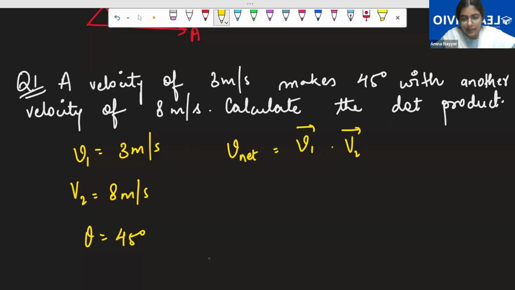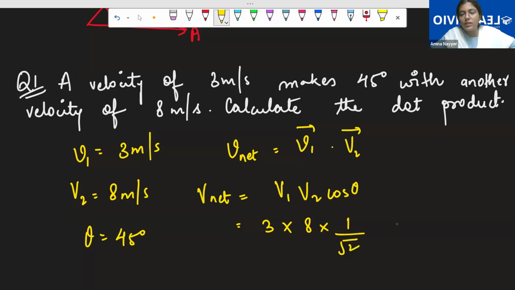It should be written as V1 V2 cos theta. V1 is 3, V2 is 8, cos theta is 1 by root 2. So the answer is 24 by root 2. We can rationalize by multiplying and dividing by root 2. That makes it 12 root 2 meter per second.